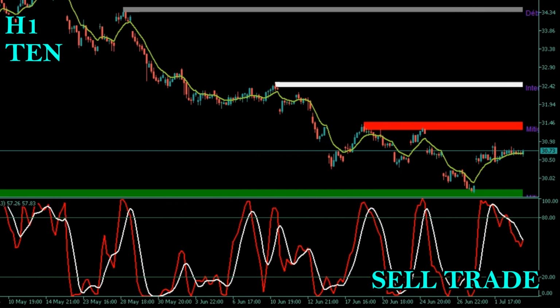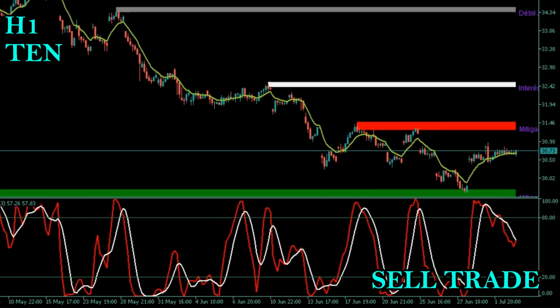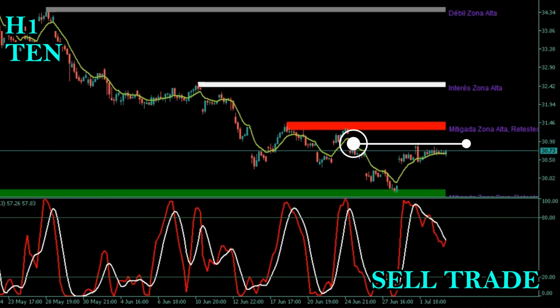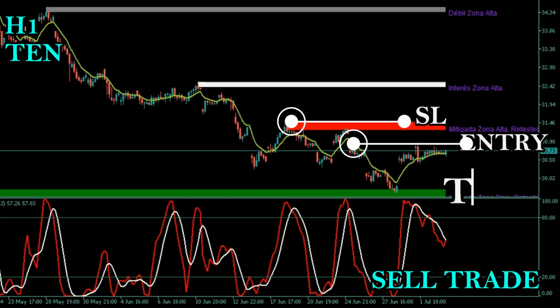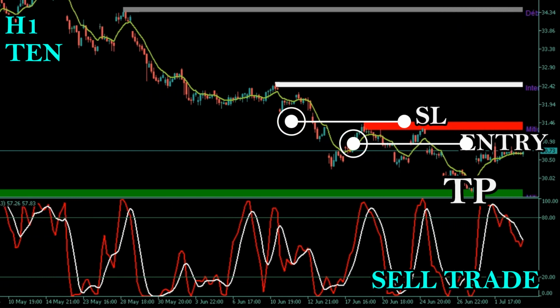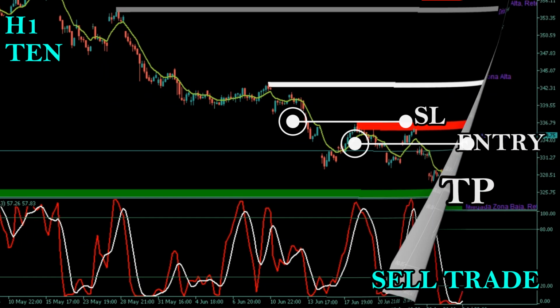When that happens, it means all our conditions have been met. So we simply place our entry right here, our stop loss above the red zone, then we target the green zone. As you can see, prices simply crashed into our green level, hitting our take profit. Now let's take a look at one last example.